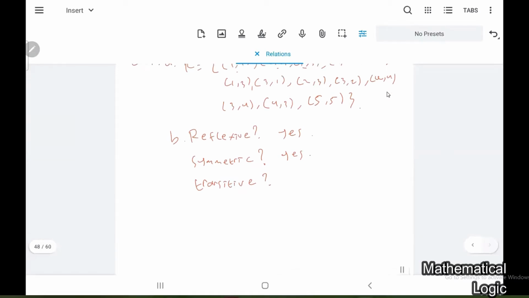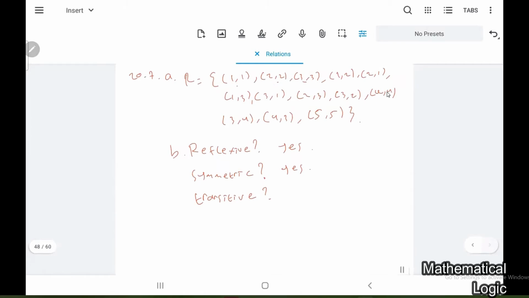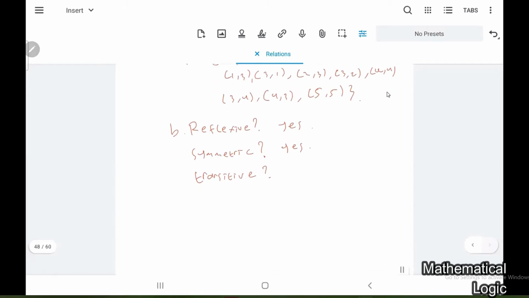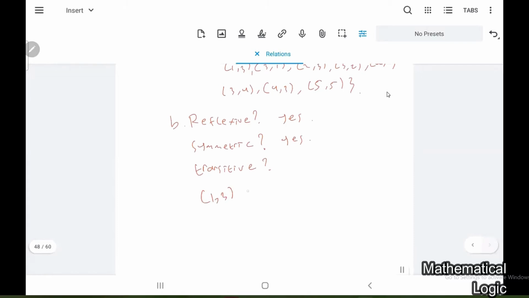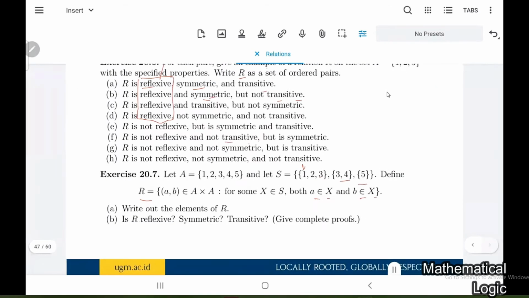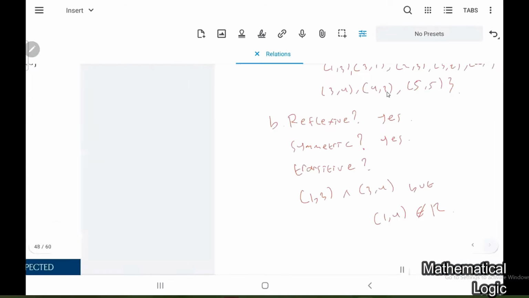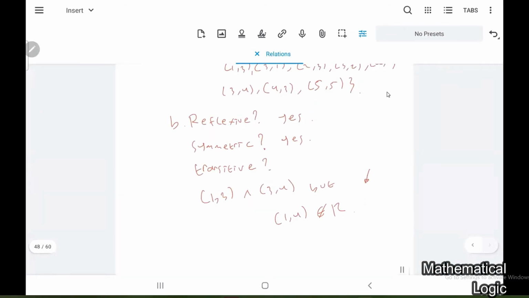Maybe you have, for example, (1, 3), and then (3, 4), but you don't have (1, 4) over there. Yes, correct, great. So (1, 3) and (3, 4), but (1, 4) is not in R. Great answer. But this one is not unique again. Maybe you can find another reason, but actually the same answer: still not transitive.